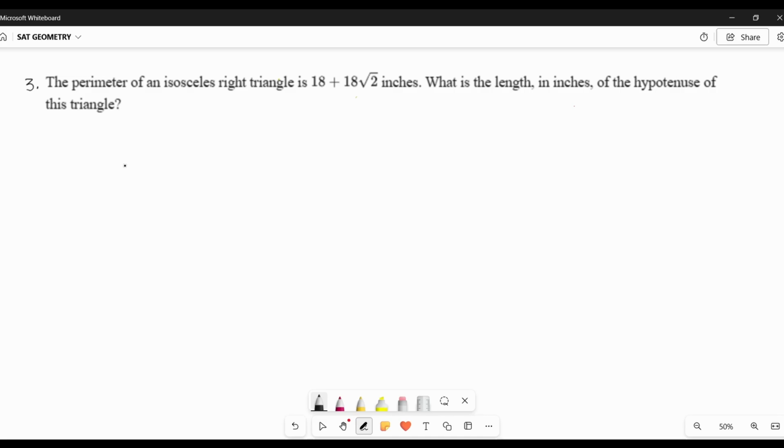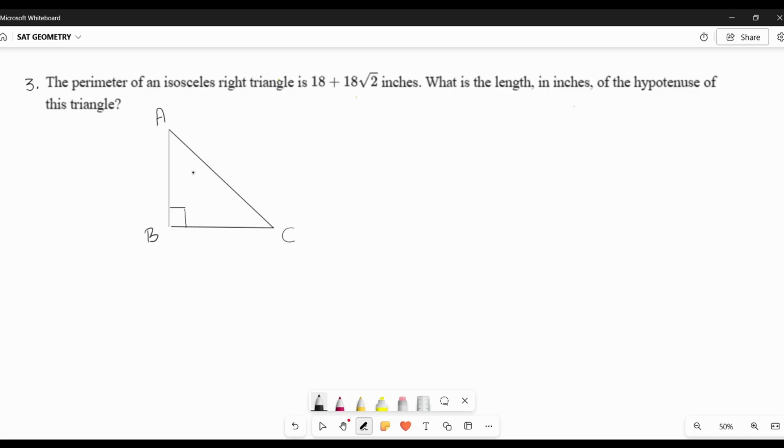The perimeter of an isosceles right triangle is 18 plus 18 root 2 inches. What is the length in inches of the hypotenuse of this triangle? Okay, so we are having an isosceles triangle, a right isosceles triangle. So let's draw that first. And let's name this triangle ABC.